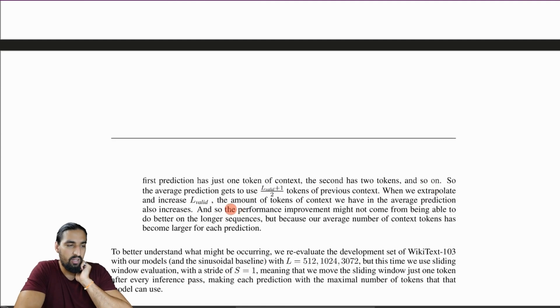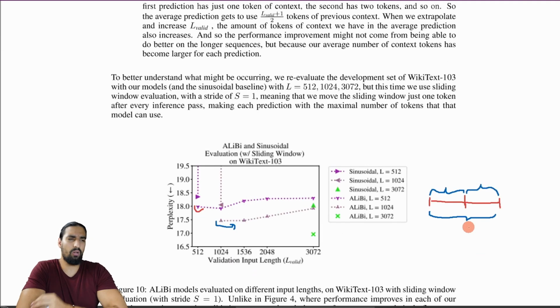When we extrapolate and increase L valid, the amount of tokens of context we have in the average prediction also increases. And so the performance improvement might not come from being able to do better on the longer sequences, but because our average number of context tokens has become larger for each prediction. I'm not sure how this makes sense.